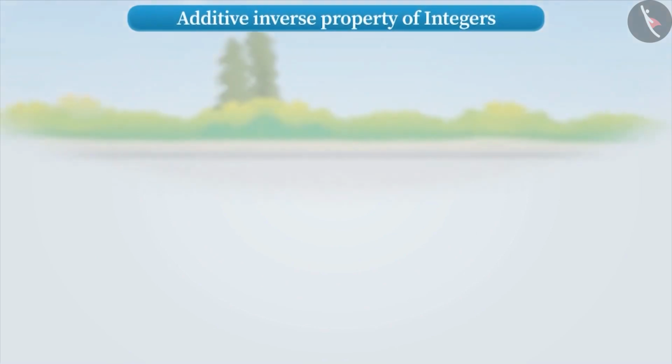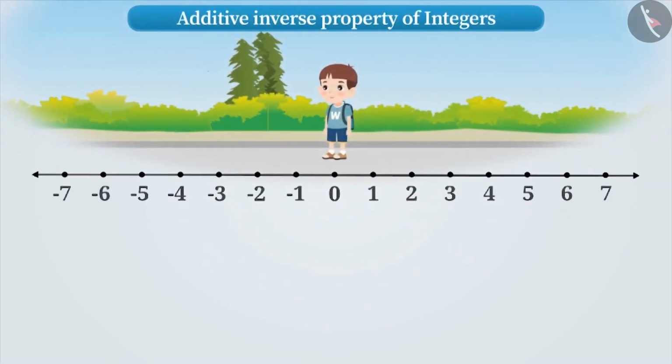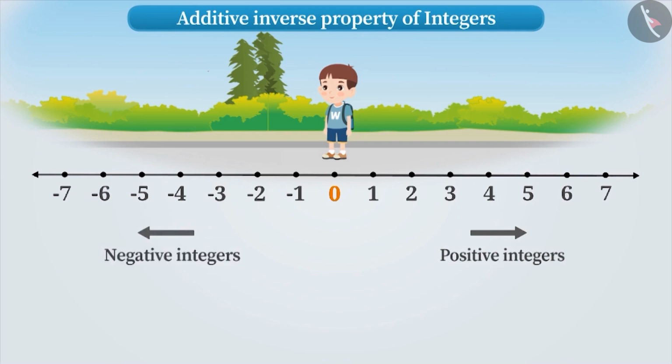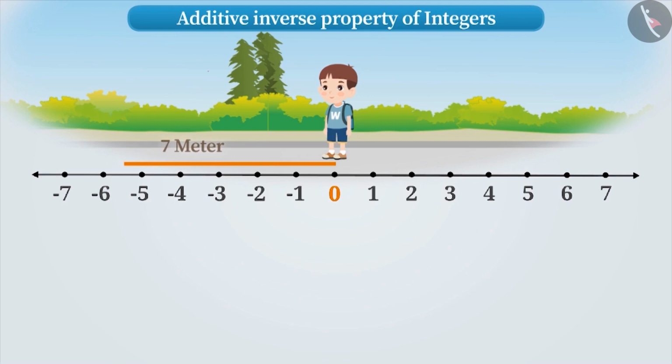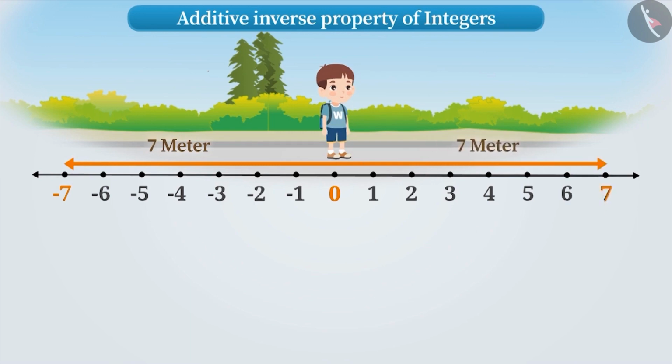Now, let's understand the additive inverse. Suppose you are standing at position 0. The distance towards your right is measured with positive integers and the distance towards your left is measured with negative integers. If you move 7 meters towards left, then you will reach at -7. But if you move 7 meters towards the right, then you will reach at +7. Here, you have moved equal distances, but in the opposite direction. That means -7 and 7 are at equal distance from 0, but in opposite direction.